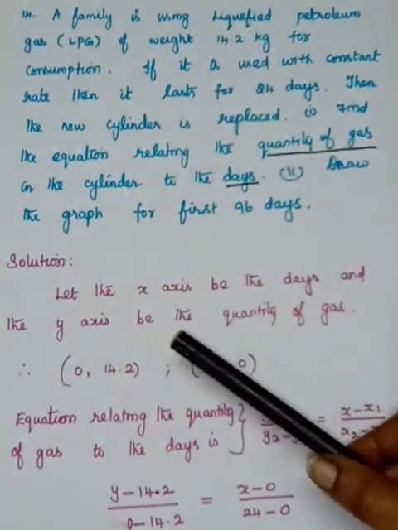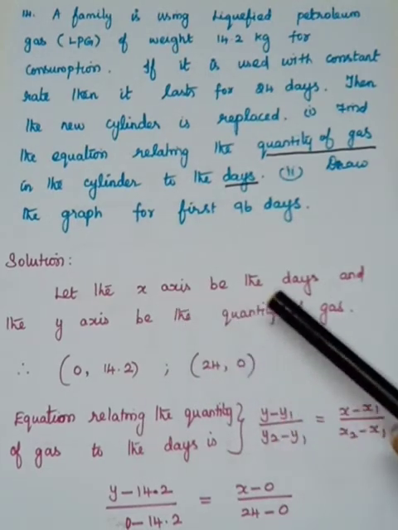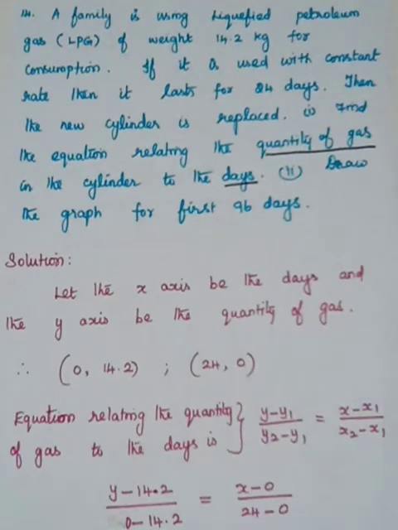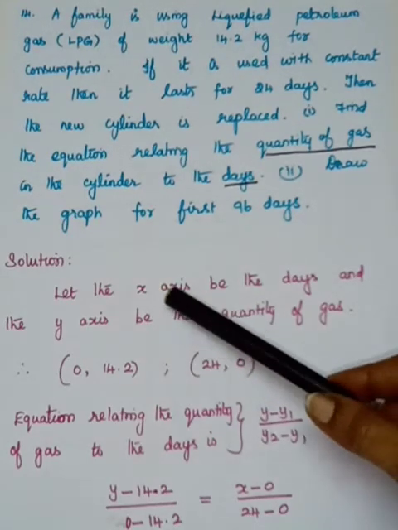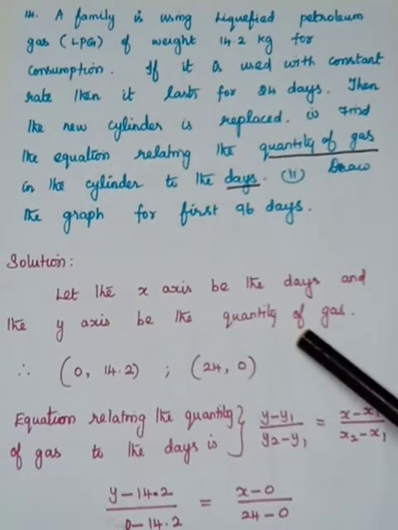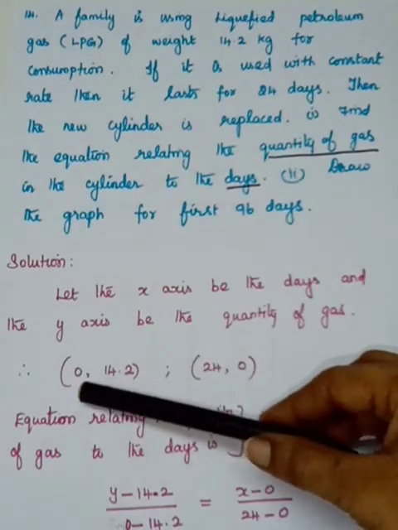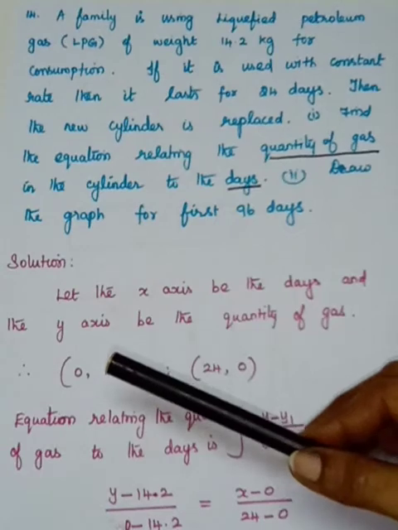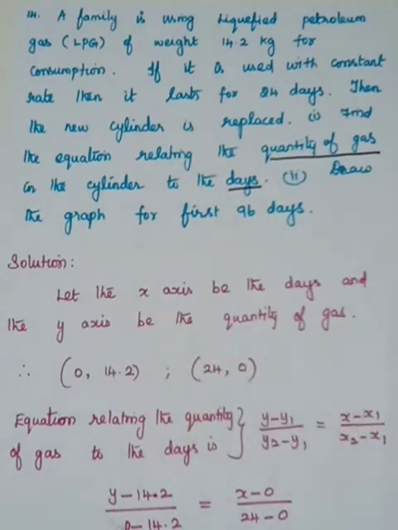So therefore here x-axis be the days and y-axis be the quantity of gas, because the quantity of gas, when the days move on, it will be reduced. So the quantity of gas is depending on the number of days. So that's why in the x-axis we have taken days and in the y-axis we have taken the quantity of gas. So here, I didn't mark 1 day, because after fixing the cylinder, by the end of 1 day some amount of gas, some quantity of gas will be reduced. So we'll take it as 0.